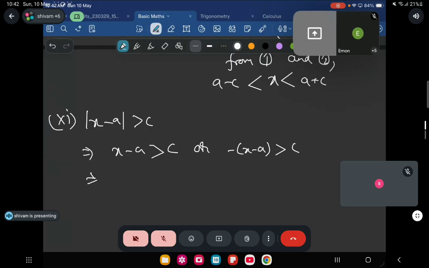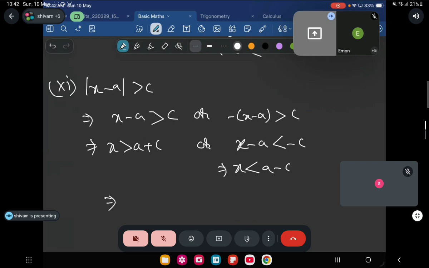From the first one we'll get x is greater than a plus c. From the second one we have got x minus a is less than minus c. This implies x is less than a minus c. So from these two inequalities, this implies x belongs to minus infinity comma a minus c union a plus c comma infinity.